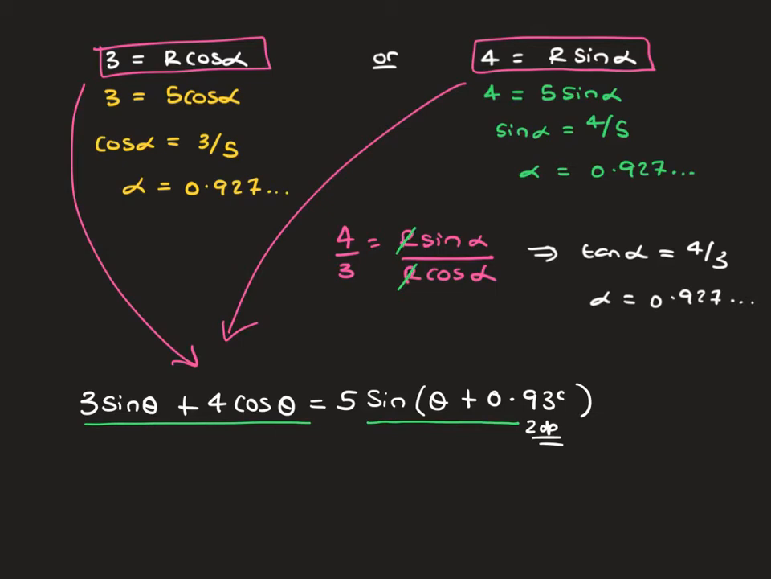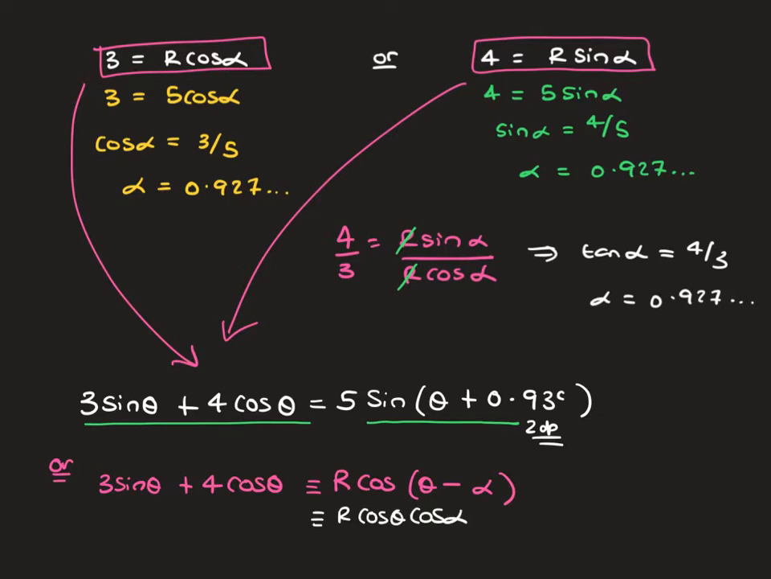Now, this isn't the only way of answering this question. I could have said 3 sine theta plus 4 cos theta was equivalent to r cos of theta minus alpha. Now, in that case, the right-hand side would have expanded to give me r cos theta cos alpha plus r sine theta sine alpha. I can then continue the process by comparing coefficients, working out everything in exactly the same way.